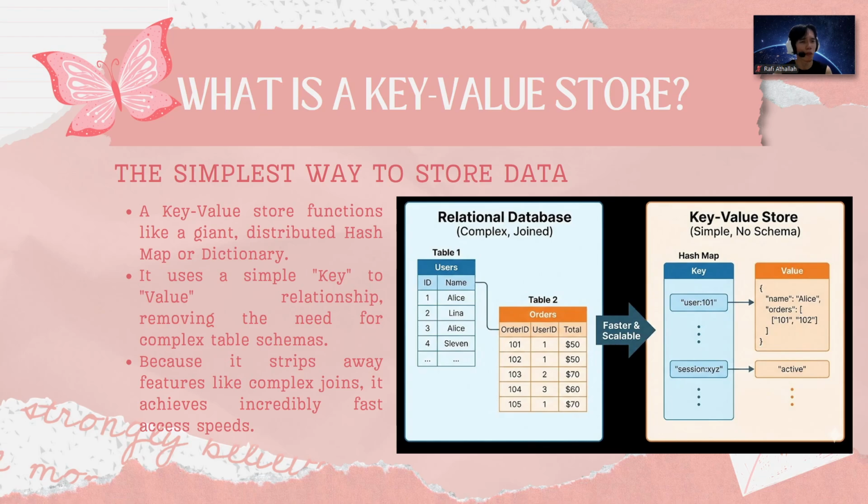Let's look at the hash map or dictionary. Here you have the user and the ID, that is 101. And what's inside that value with that key? Then we access its name and her orders. And what about the session? We can also put a custom key, not only user. For example, session. It has session XYZ, for example, and we can set if it's active or not active.